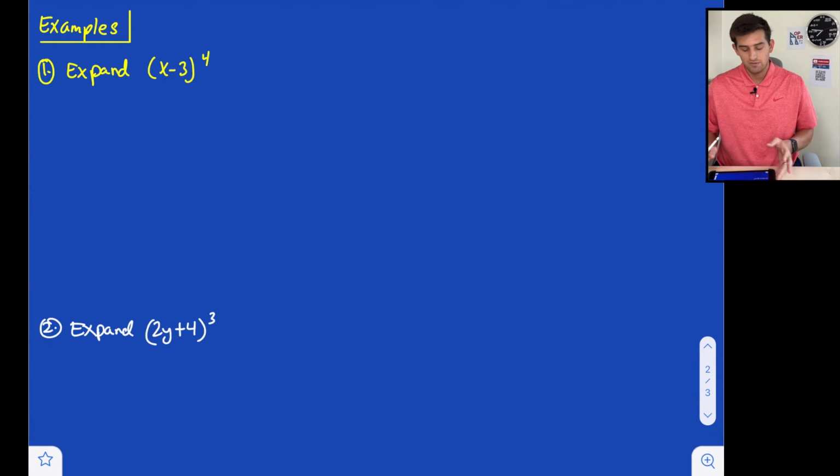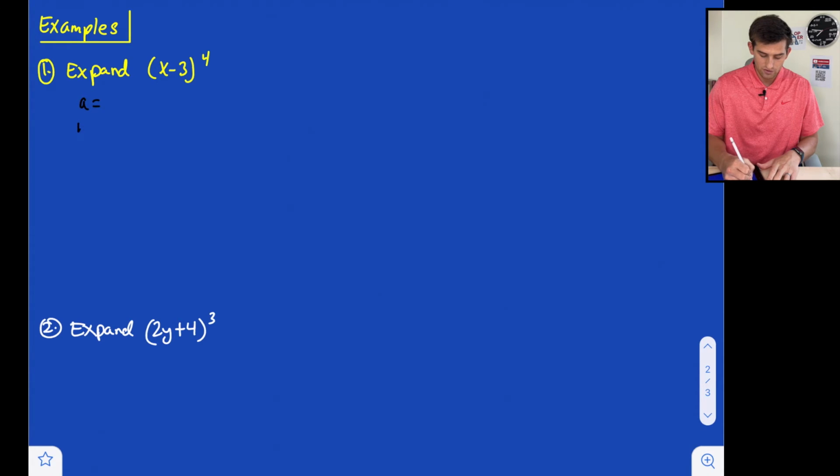So 2 things that I would do to start off. First thing I would do is identify your 2 terms. So you have a and you have b, okay? And let's actually write this over here, okay? So we have a, which would be x, and b would be negative 3.